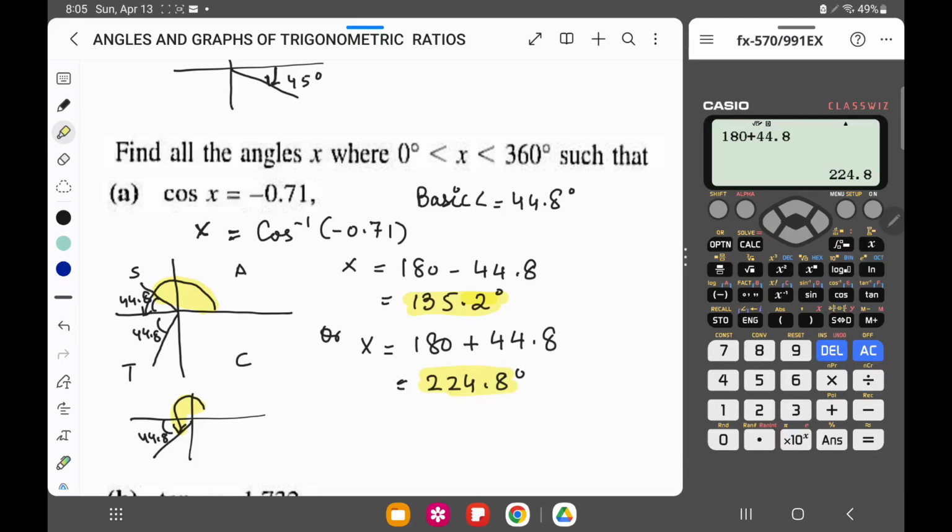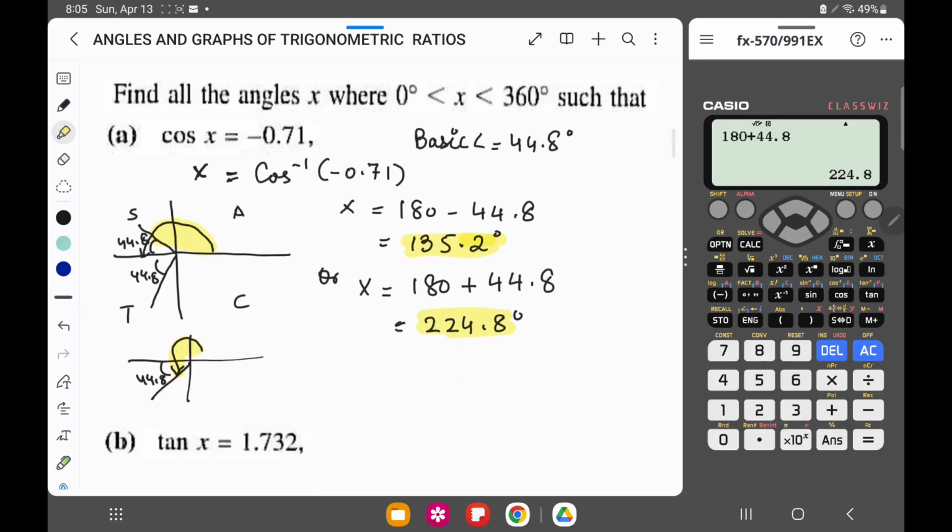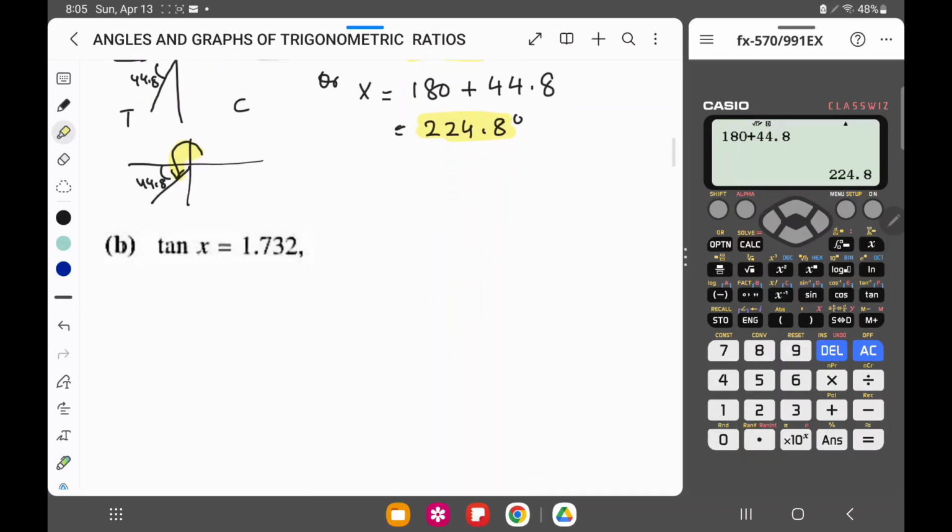So in this question, cos was negative and the basic angle we found was 44.8. Now part B. In part B, tan x is equal to 1.732. Same thing we'll do. First of all, we find the basic angle, and whenever you check the CAST diagram, tan is positive here and tan is positive here also. The basic angle you will have here and the basic angle you will have in the third quadrant.